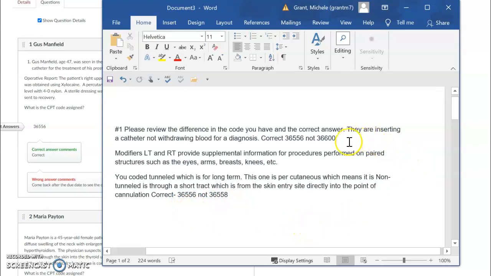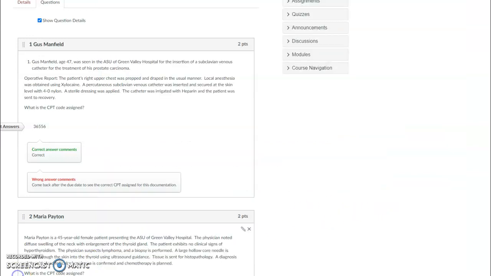A few students coded 36600. Please review the difference in that one. They are inserting a catheter. They are not taking blood out for a diagnosis. And the other thing, if a student put in left or right, keep in mind, these modifiers provide supplemental information for procedures performed on paired structures, such as eyes, arms, breasts, knees, etc.